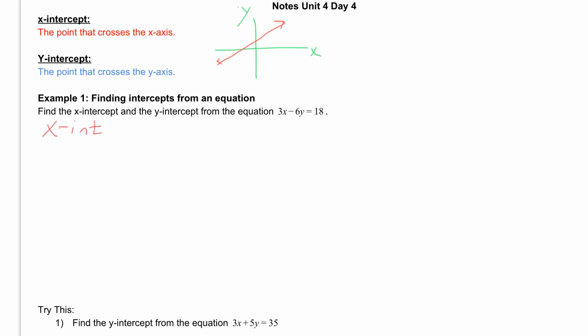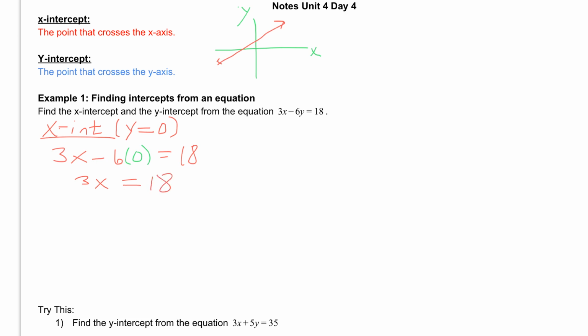If I want to find the x-intercept, I'm going to remember that an x-intercept is when y is equal to 0. So when I'm on the x-axis, my y value is 0. So all I have to do in my equation is replace y with 0. So I have 3x minus 6, I'm replacing that y with 0, and that's equal to 18. Well, 6 times 0 is just 0, so I get 3x equal to 18.